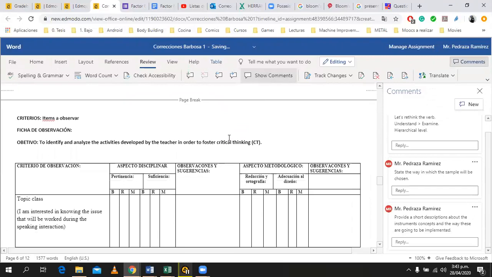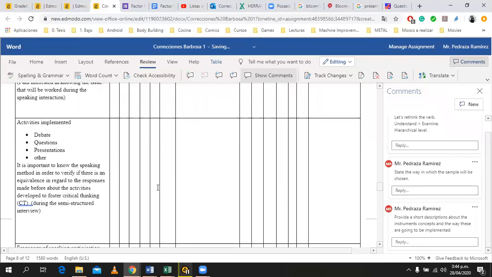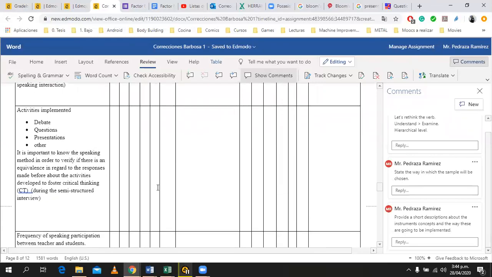Okay. Observation topic. I'm interested in knowing the issue that will be worked during this speaking interaction. Okay. Yeah, agree. Activities implemented: debate, questions, presentations, others. It is important to know the speaking method in order to verify if there is an equivalence in regard to the responses made before about the activities developed to foster that critical thinking, regarding the semi-structured interview. Okay.